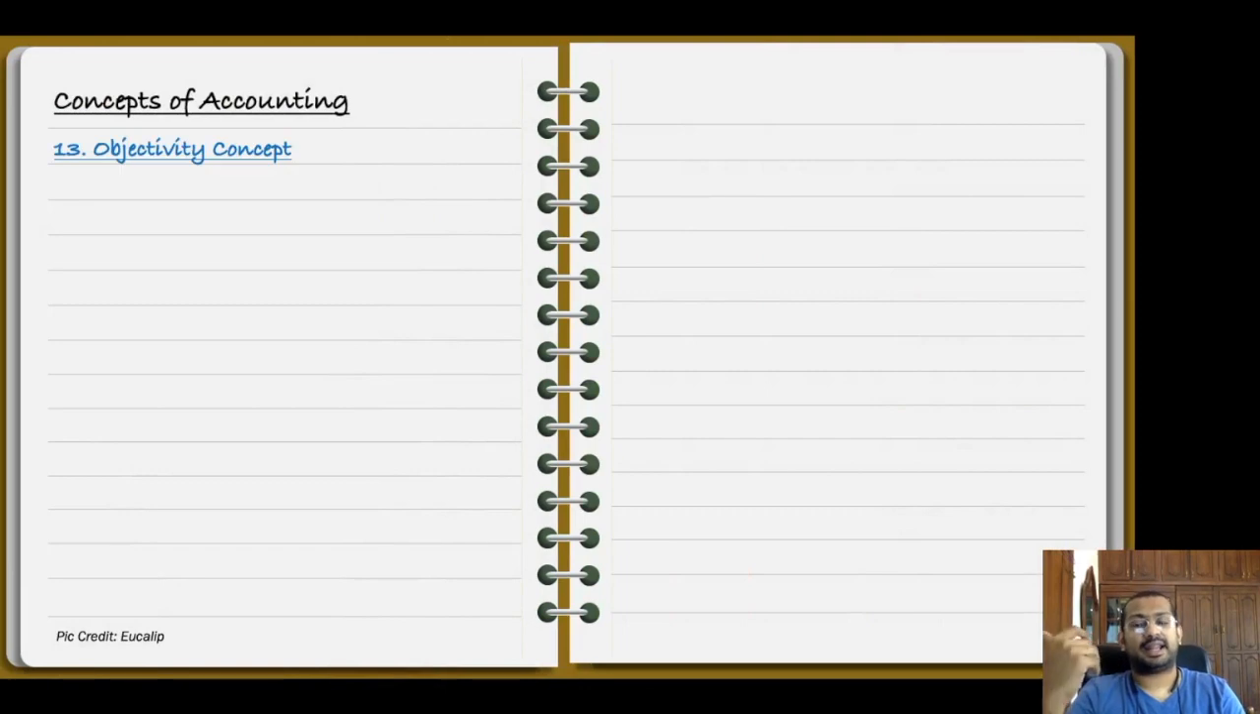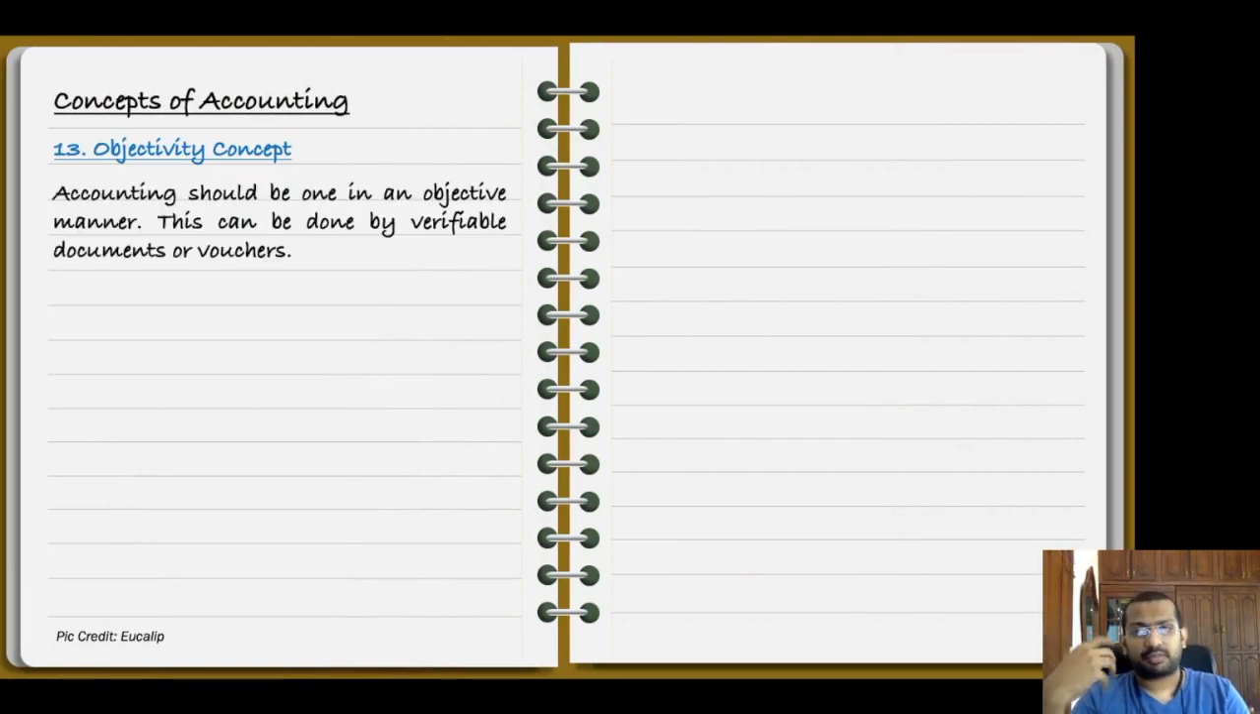Now let's understand the objectivity concept. Accounting should be done in an objective manner. This can be done by verifiable documents or purchase vouchers. That is accountancy. If I am an accountant in a company and I am recording something in my books of accounts, that is to be supported by many documents.